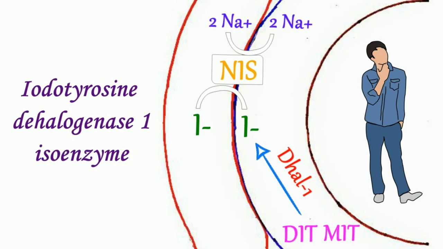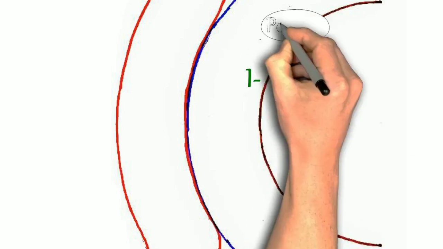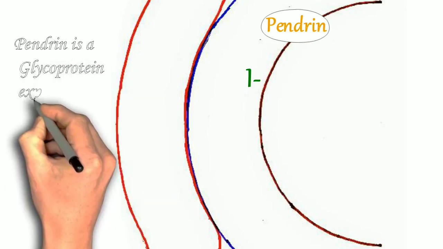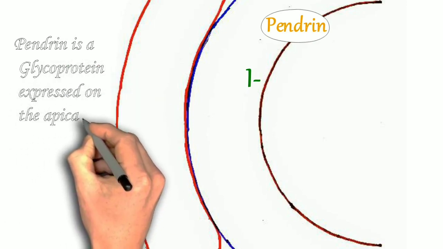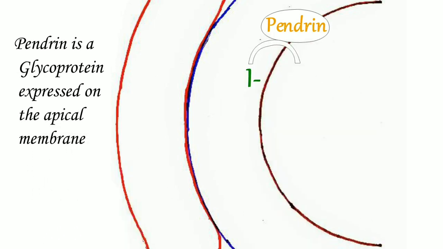So ultimately, iodide from blood via NIS and intrafollicular cell iodide both contribute to the iodide in the thyroid follicular cell. Now it needs to get into the follicular colloid part. We need pendrin to help in this. It is a glycoprotein expressed on the apical border of the thyroid follicular cell, where it facilitates the transfer of iodide into the follicular colloid.